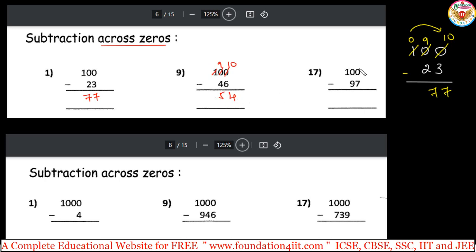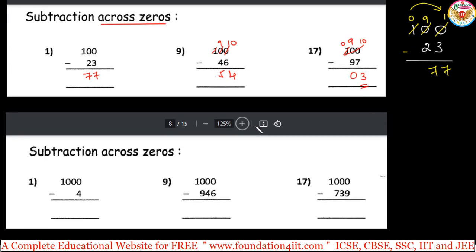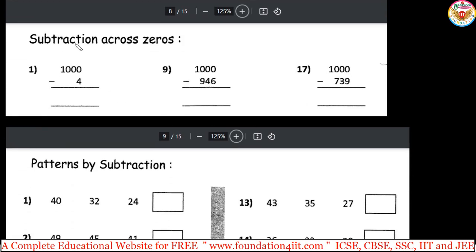Same way, this is 9 and this is 10. 10 minus 7 is 3. Only 3. For example, more than two zeros, like thousands. Okay, see this example, I'll show you.